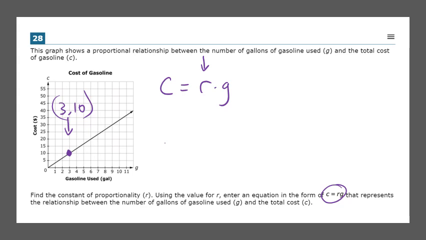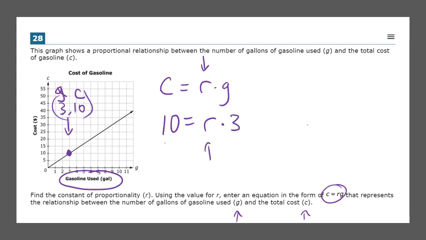Now what we need to remember is which of these variables 3 and 10 represent. It tells us in the problem that C and G are the total cost and the gallons. So what we can see is that the gallons is on my x-axis, so 3 represents my gallons, so that is G, and 10 represents the cost. So plugging in this one point, here is what I would get. I'd get 10 is equal to R times 3.